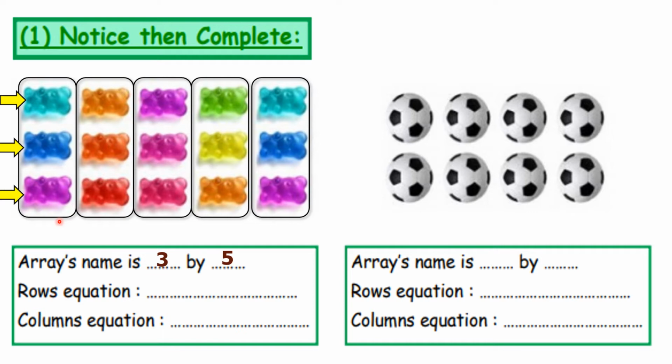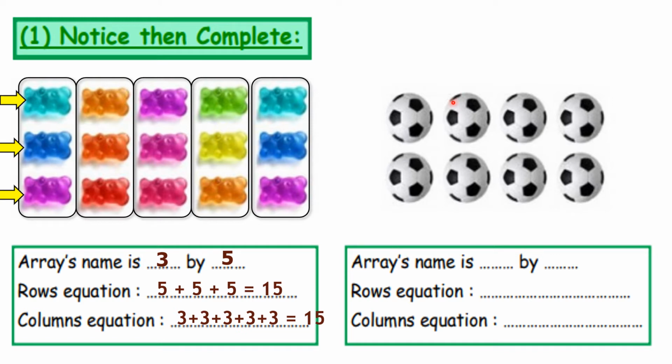I want to know what the rows equation is. I have 3 rows and each row has 5 gummy bears. So I have 5 plus 5 plus 5 equals 15. And the columns equation is, I have 5 columns, each column has 3 gummy bears. So I have 3 plus 3 plus 3 plus 3 plus 3 equals 15. Look here, as you can see, the equation of the rows gives you the same result as the equation of the columns. It's equal.